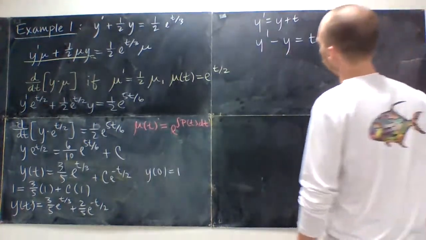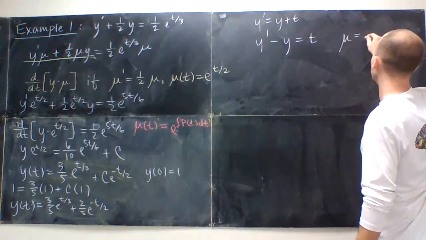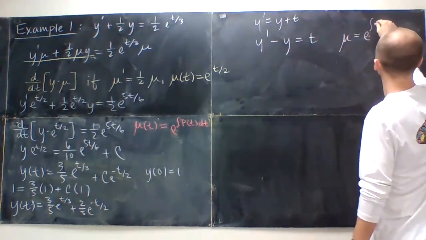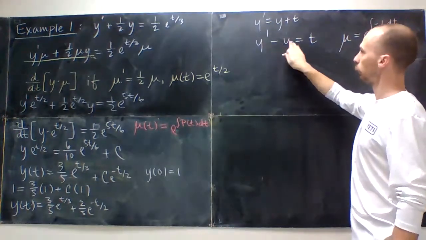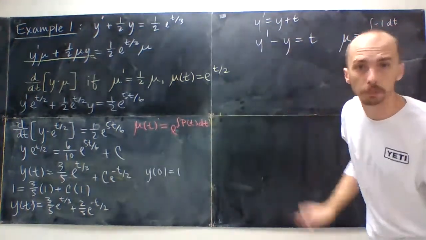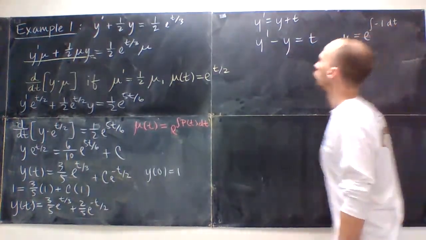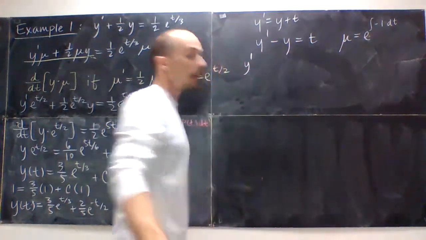So I've got y prime minus y equals t. Okay, well, I know my integrating factor is mu equals e to the antiderivative of -1 dt, because my p of t, the function that's multiplied by y, looks like -1. And, okay, I can do this. That's e to the negative t. So, now, hold on.